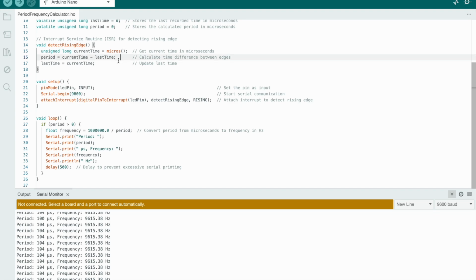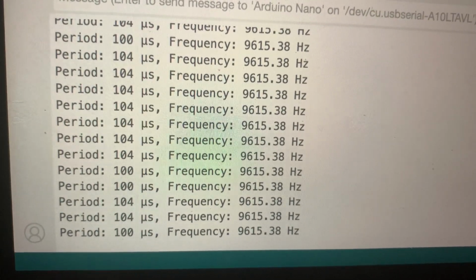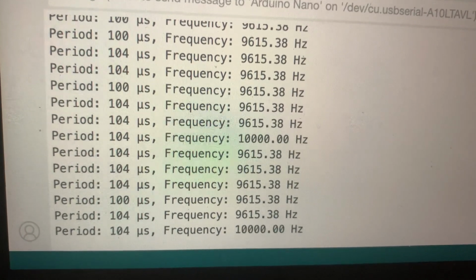The time difference between the 2 rising edges gives the period of the clock signal, and from the period we can calculate the frequency. The code then prints the period and frequency to the serial monitor. As you can see, the values are pretty close to the values that Yamada claims.